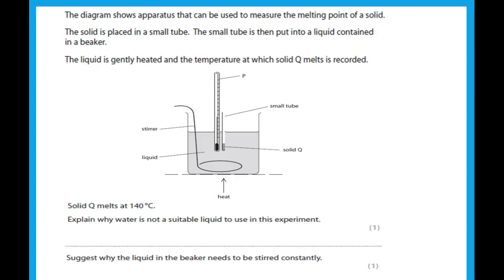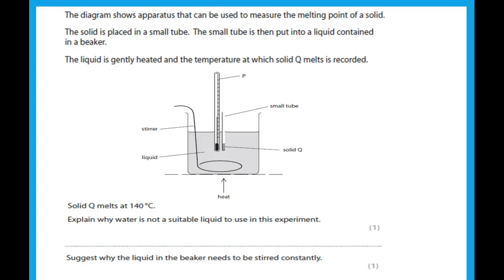Okay. The diagram shows apparatus that can be used to measure the melting point of a solid. The solid is placed in a small tube. The small tube is then put into a liquid contained in a beaker. The liquid is gently heated, and the temperature at which solid Q melts is recorded. So basically, this is the apparatus we are using to determine the melting point of something.